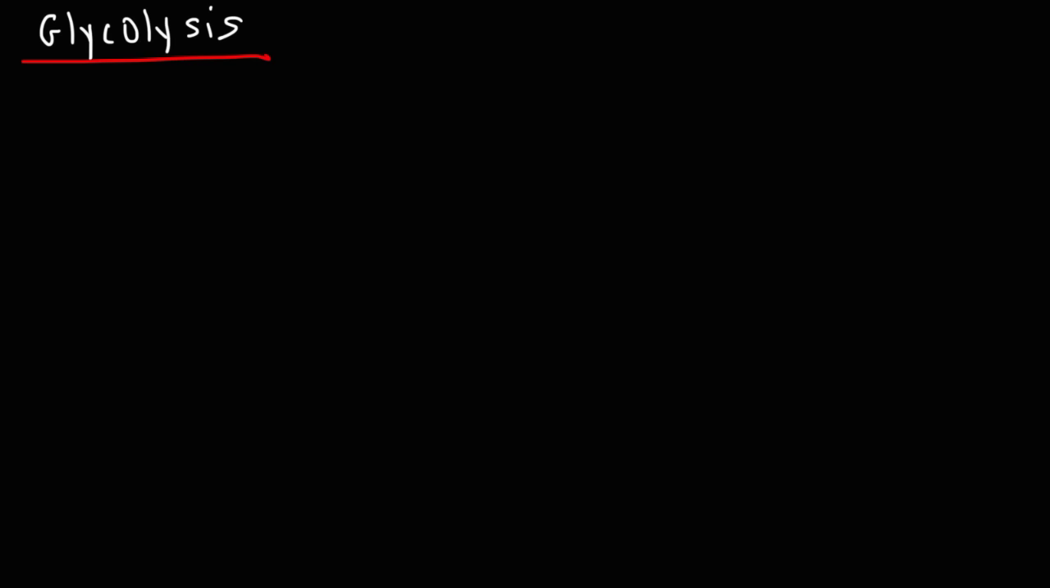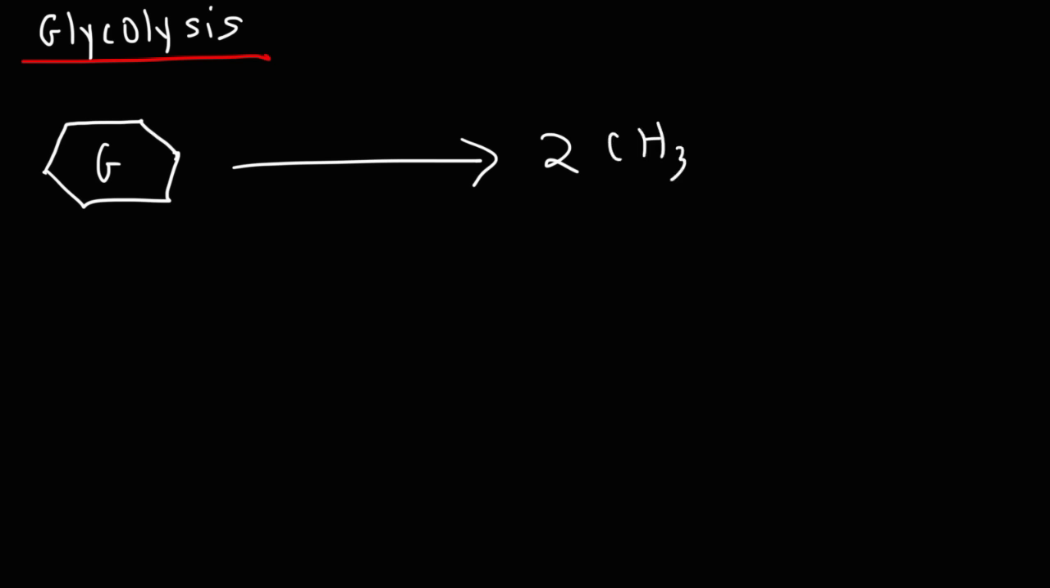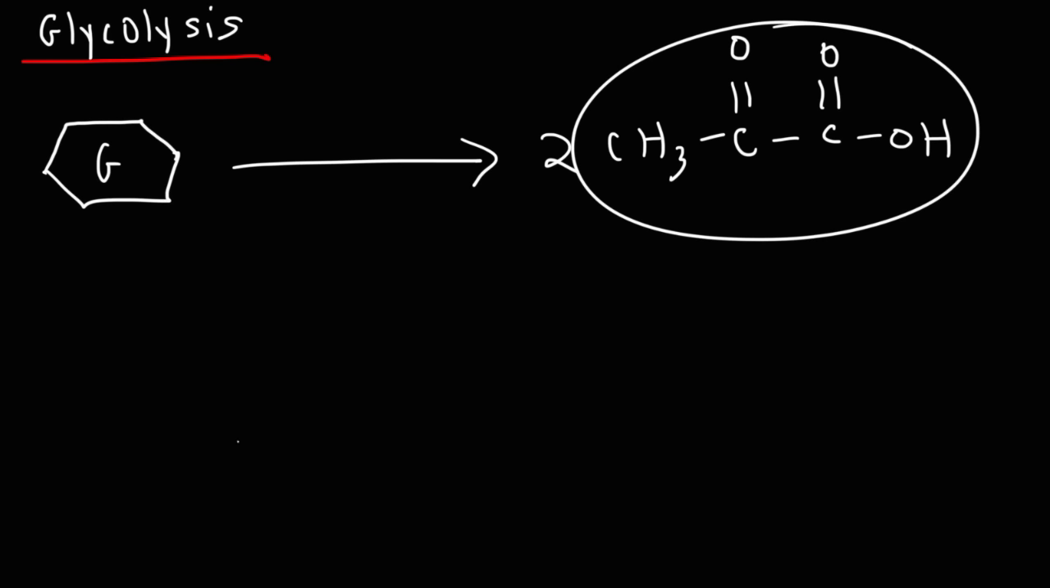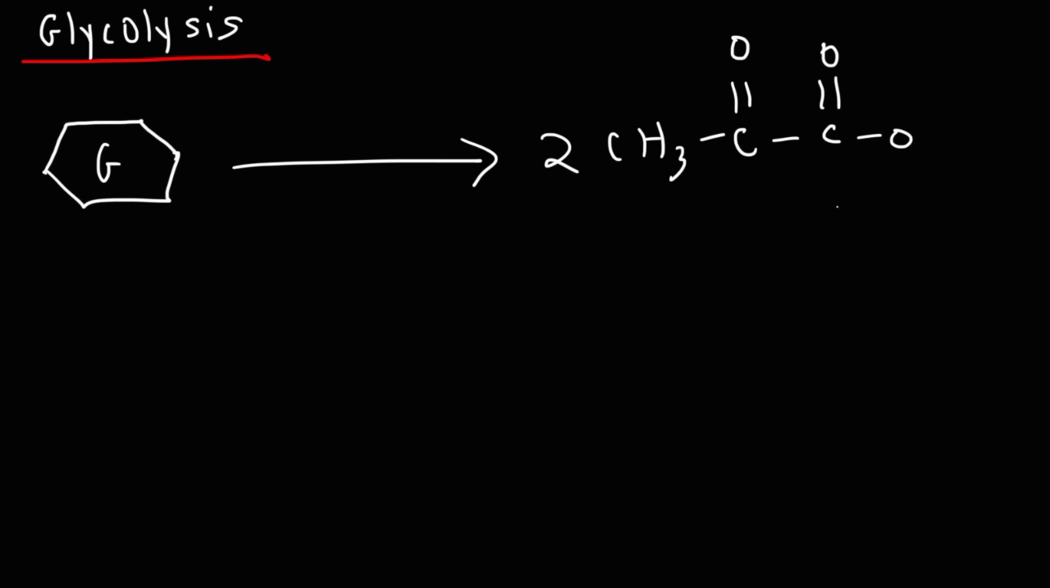Let's begin our discussion with the first stage of cellular respiration, that is glycolysis. In glycolysis, glucose, a 6-carbon molecule, is converted into two pyruvate molecules, each with 3 carbon atoms. Pyruvate contains a methyl group, a carbonyl group, and a carboxylate group. Pyruvic acid has a hydrogen instead of an oxygen for negative charge. So this is pyruvic acid, but if you take away the hydrogen, it becomes pyruvate.